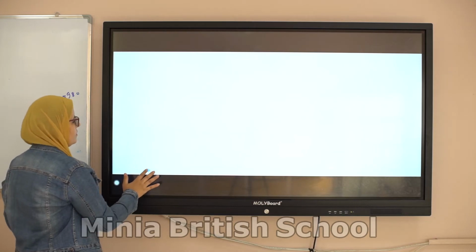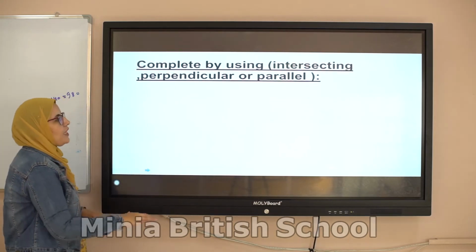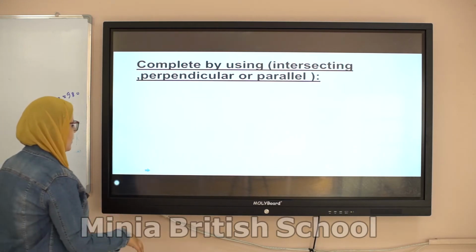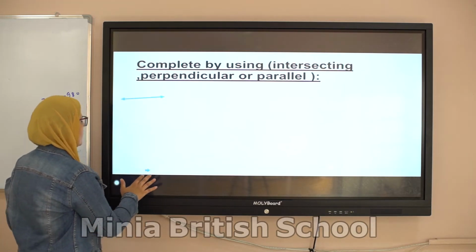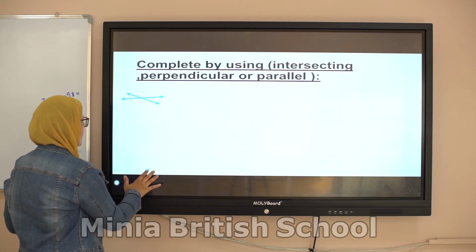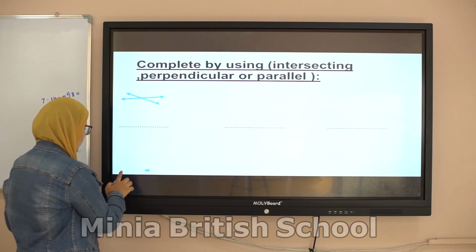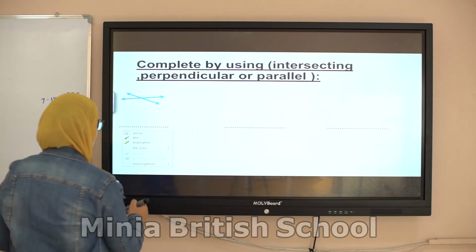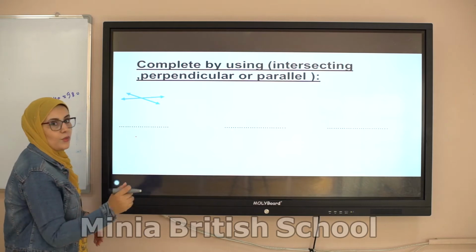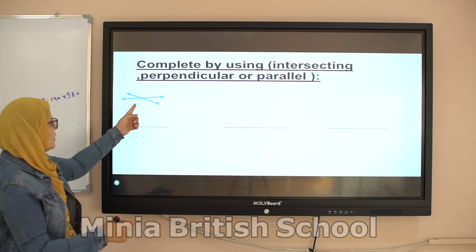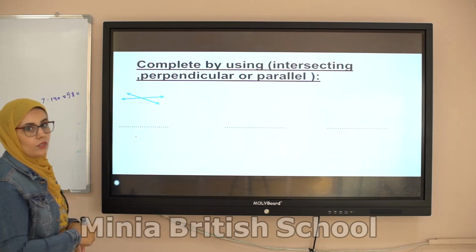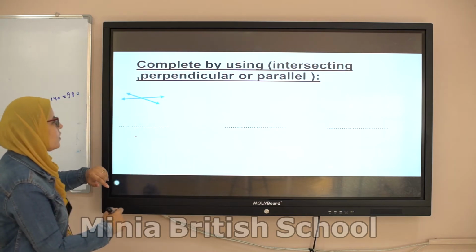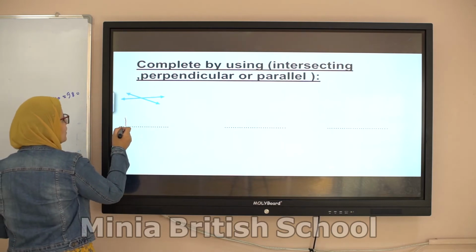Let's see. Here, complete by using intersecting, perpendicular, or parallel. It's another type of exercise. If we have 2 straight lines like this, it's called what? Who can remember? It looks like a plus? No. So this is not perpendicular. Do they never meet? No, they meet. So it's not parallel. So it's intersecting.